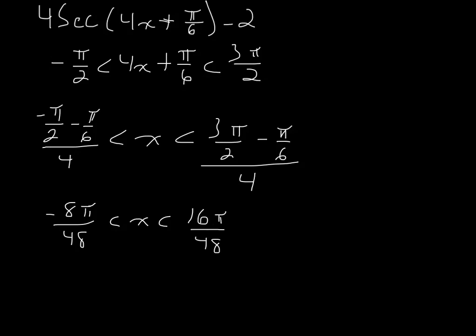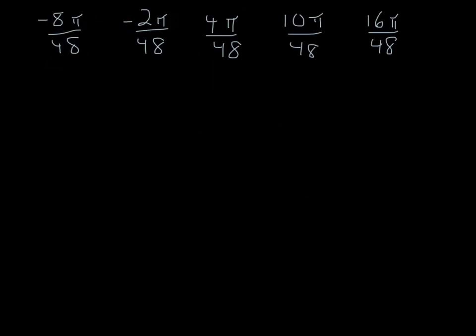Now, remember our original interval was 2 pi over 16, so we're going to have to make it so it has a denominator of 48, and we can simply do that by multiplying 2 pi over 16, the numerator and denominator, by 3. So now the interval is going to be 6 pi over 48. Alright, these are the points.